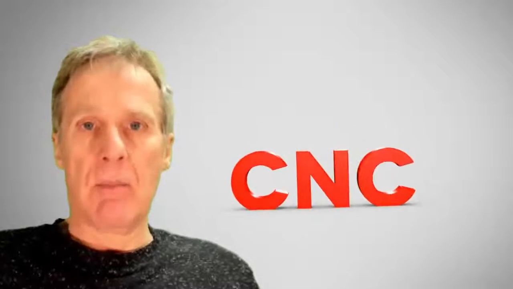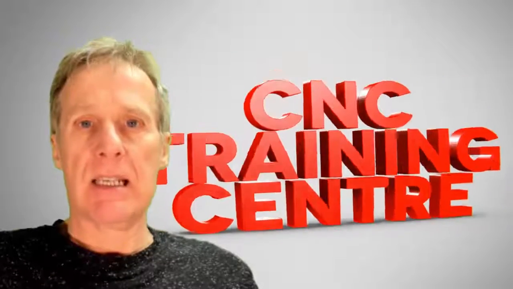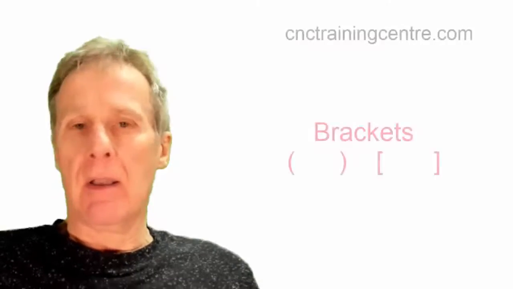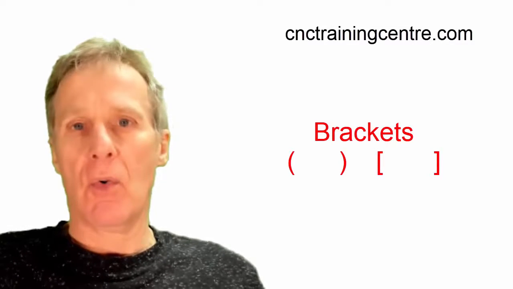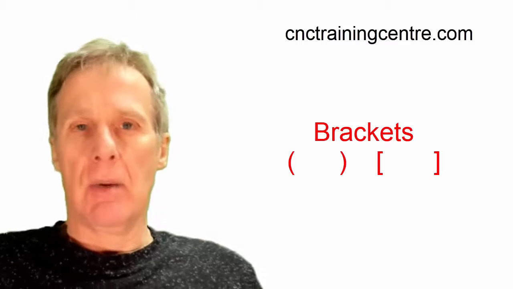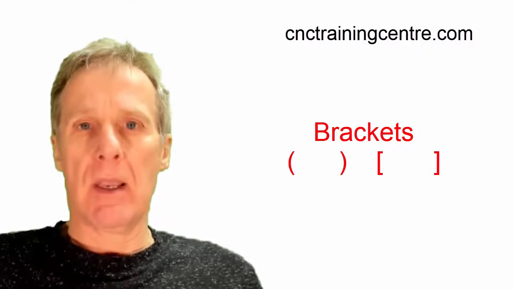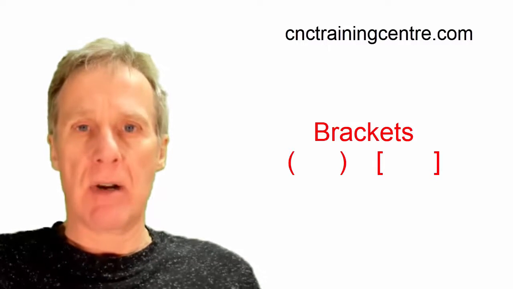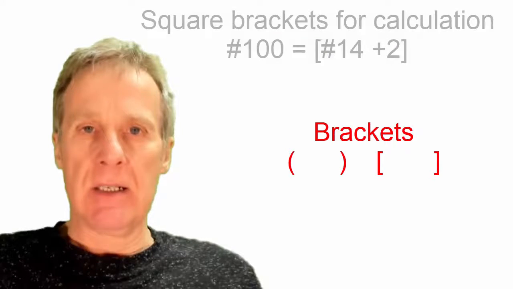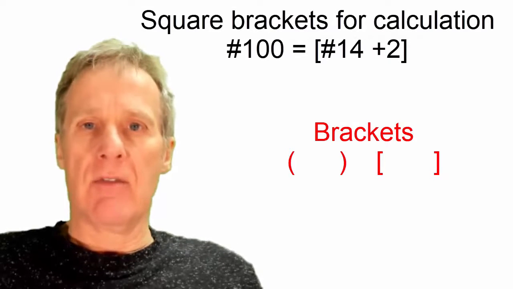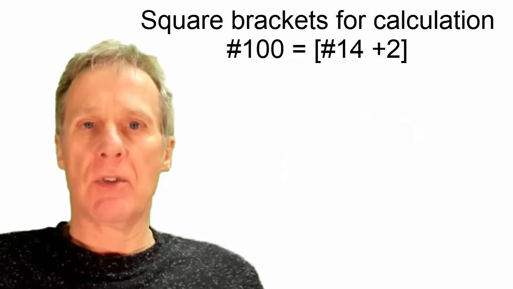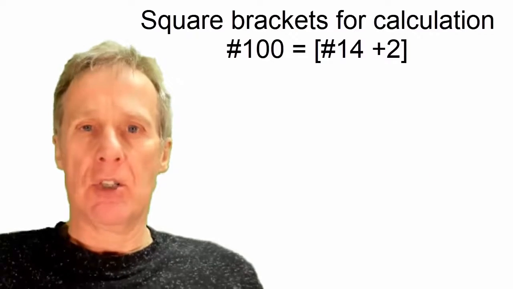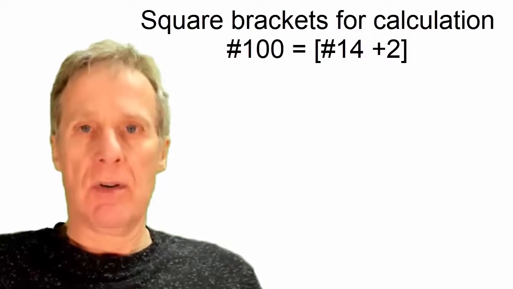This section is about brackets, or parenthesis if you want to be posh. Brackets on a Fanuc control or a Haas control or on a Mazak. Brackets come as curved brackets and square brackets, which is pretty standard. Square brackets are for mathematics, so it's a mathematical formula. So if you put something in a square bracket, the machine's looking at doing some kind of calculation.